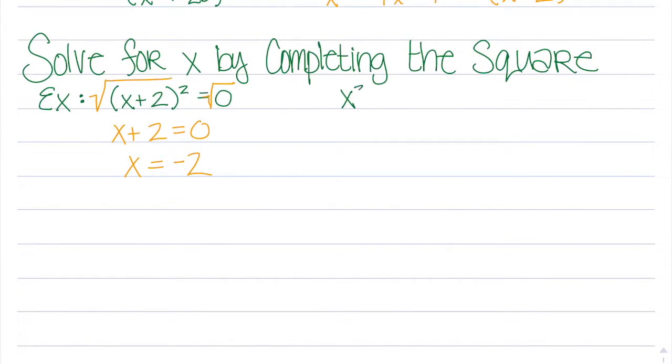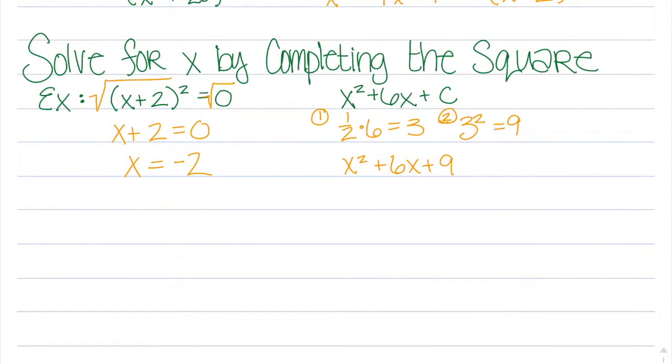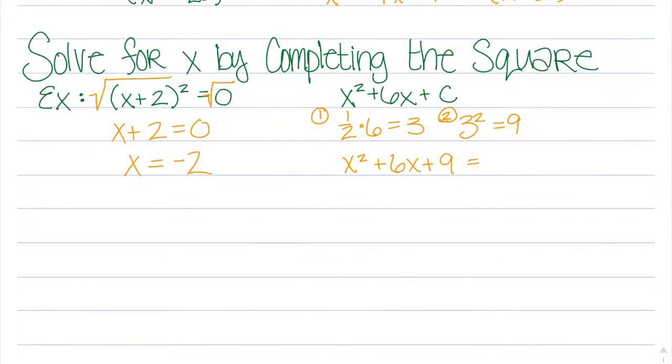Let's try another one with all the steps. So we have x squared plus 6x plus c. So first we have to find c. 1/2 times 6 is 3. 3 squared will give us 9. Then if we plug it back in, we have x squared plus 6x plus 9. And that would factor to x plus 3 squared.